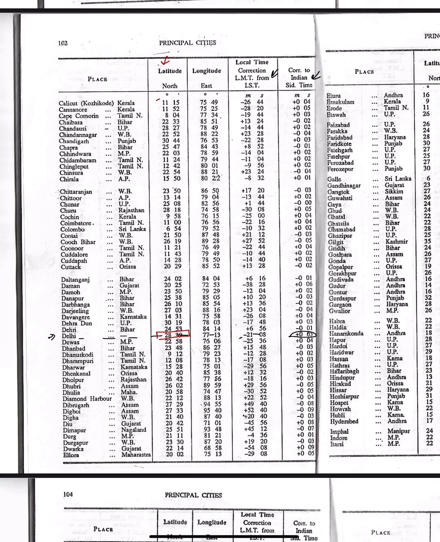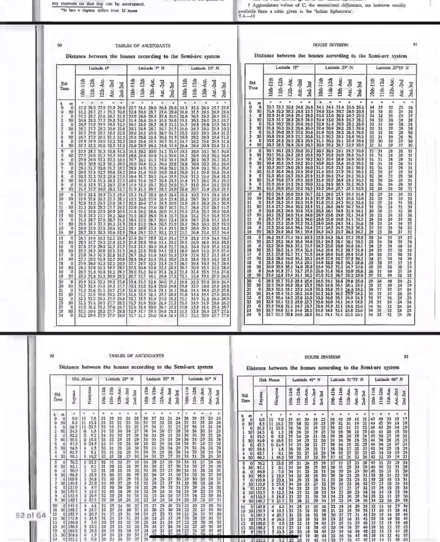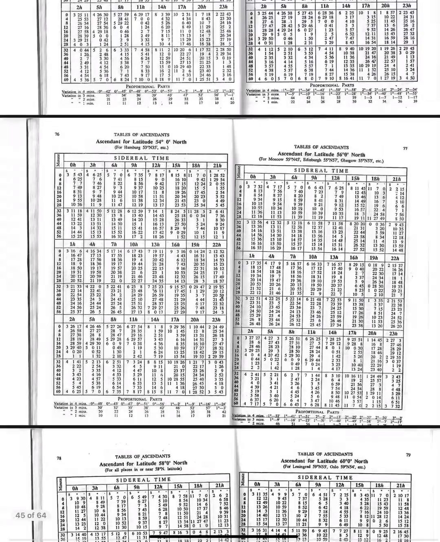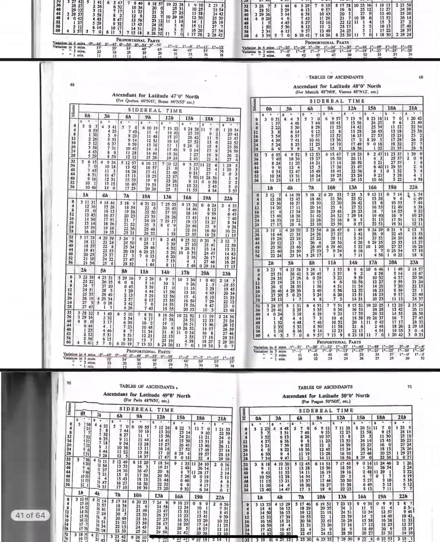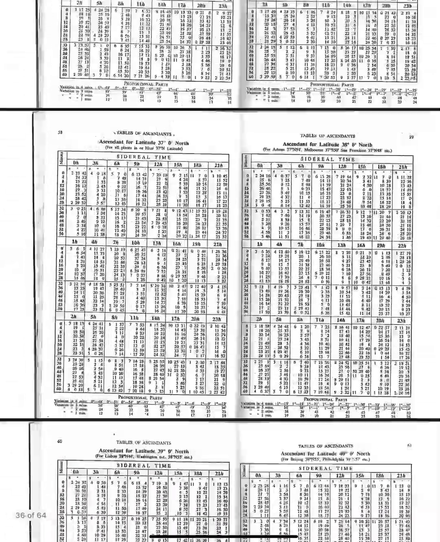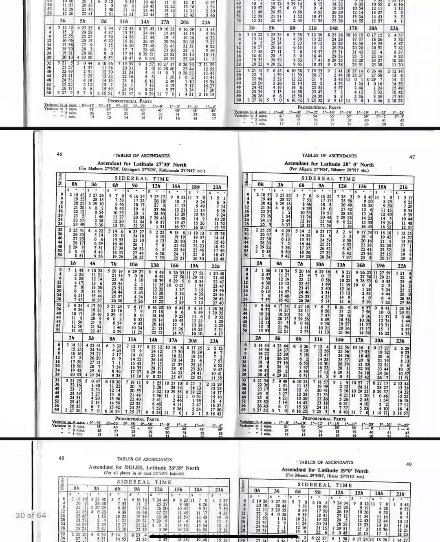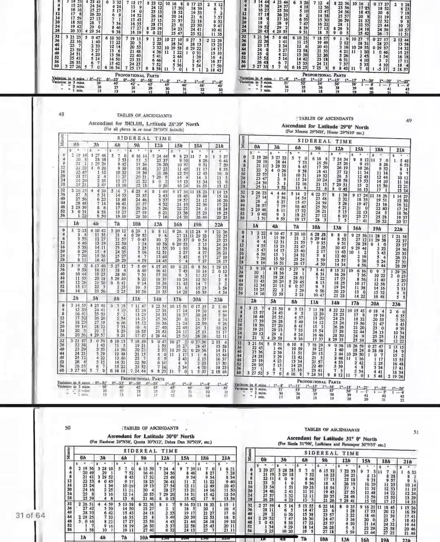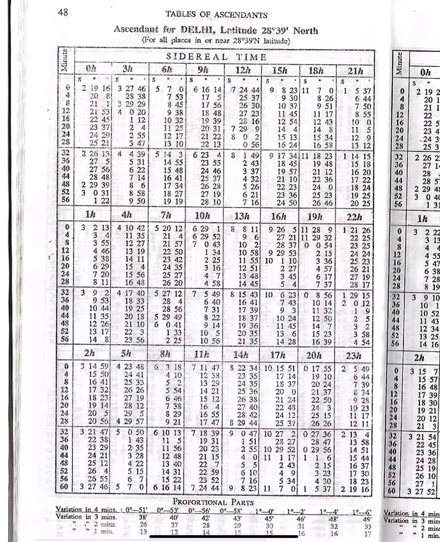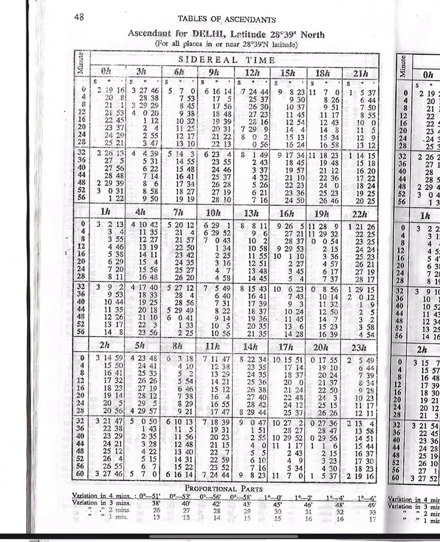Now what we have to do, we'll have to basically find the ascendant table for this latitude. We have this table of ascendants, which is basically ascendant for latitude this degree north, right? So we'll have to go to 28 degrees 39 minutes. We may or may not have an exact one, but we'll have to find the closest. So I think I just scrolled past it. Okay, they have a separate one for Delhi because Delhi is a major city. Okay, so now what is it that we have to find?